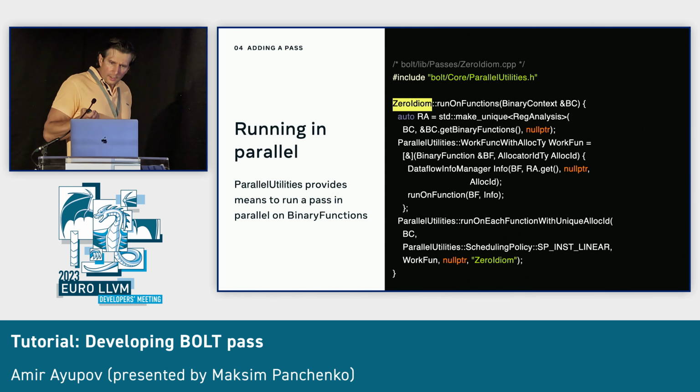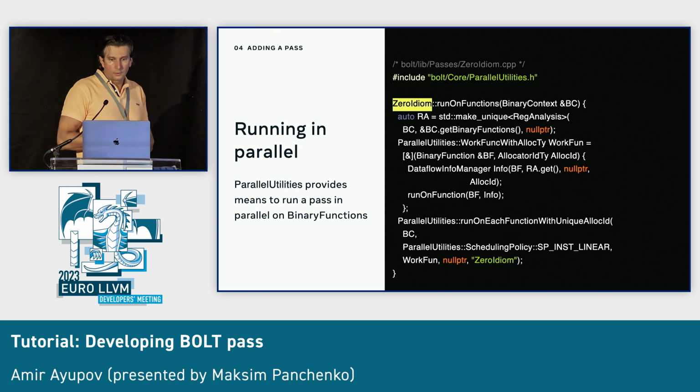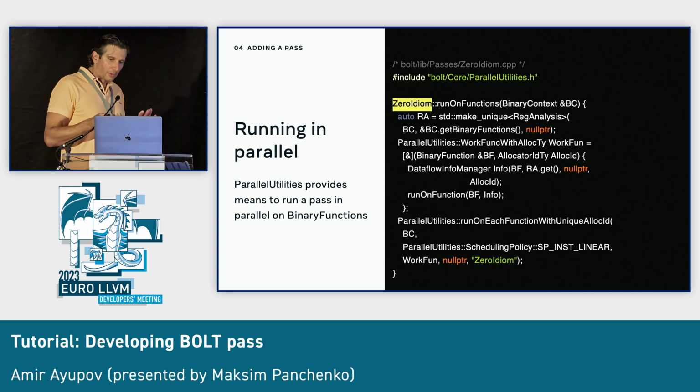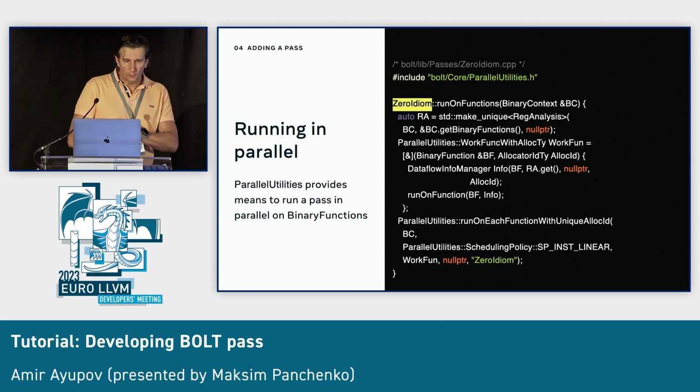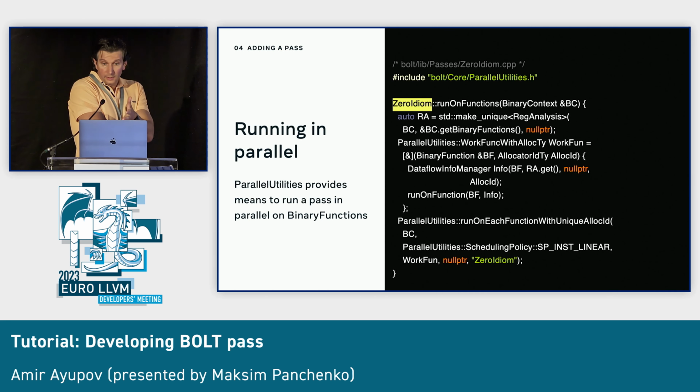Important thing to note here is that if you're going to do memory allocation, we don't want different threads to conflict with each other. So you have to pass the allocation ID, which will be used by the data flow memory manager. All of this is included in this example. If you want to look at this offline, you will get all the details.